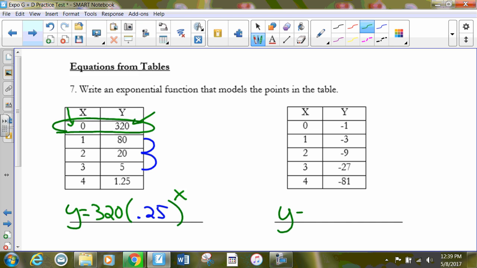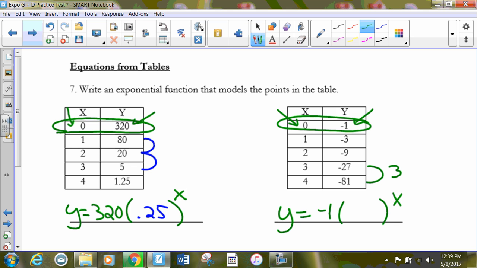Once again, we're going to start with our initial value, and that's always going to be the y value when x is equal to 0. So that's -1. Looking at this, -1, -3, -9. Even if the numbers look like they're getting bigger, remember they're negative. So this is actually another decay. So we're going to do -81 divided by -27, and we get a 3.